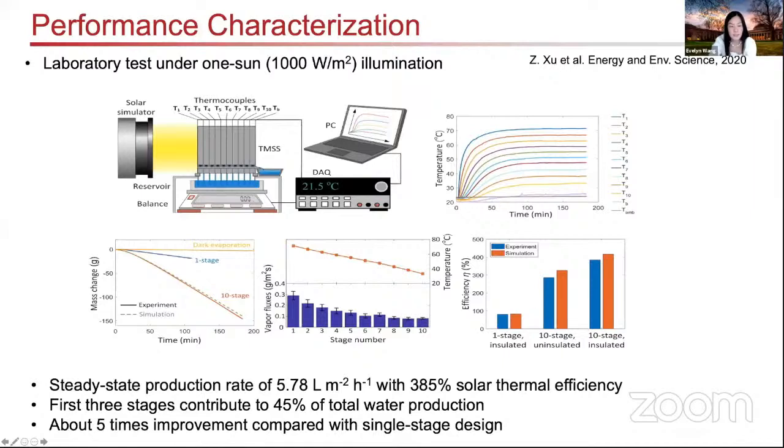From these laboratory experiments, we've shown that we can have a steady state production rate of about 5.8 liters per meter squared hour with a solar thermal efficiency of 385%. We know that the first three stages contribute about 45% of the total water production. The results of this 10-stage design give us about a 5-time improvement compared to a single stage design.